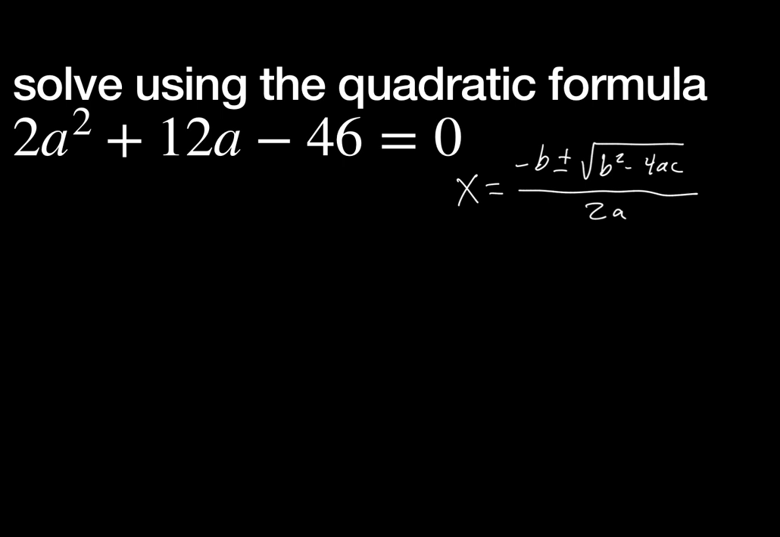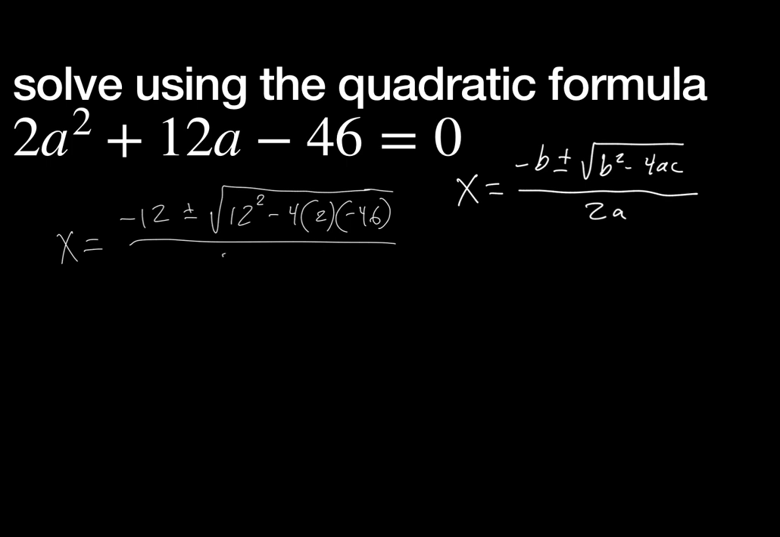And then you said you plugged in the numbers. So it would be x equals negative 12 plus or minus the square root of 12 squared minus 4 times 2 times negative 46. And then over 2 times 2. All over 2 times 2. There we go. And then it's a matter of simplifying. Negative 12 plus or minus.